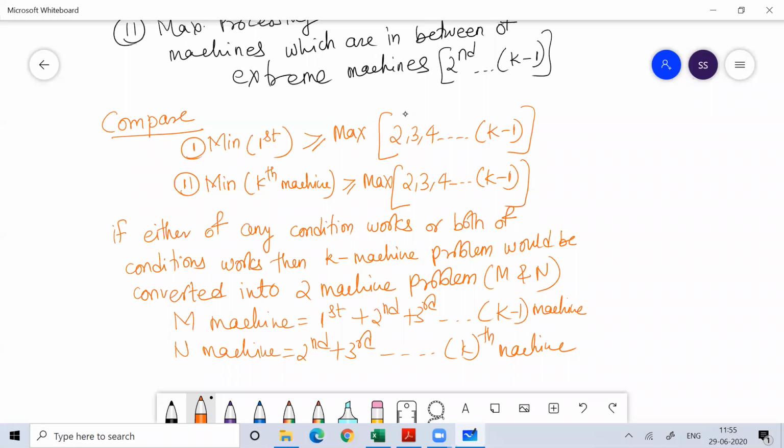Otherwise, you have to do shuffling and reshuffling between A and B, then B and C, and all that. That would become very complicated, so let's just ignore that. We believe that either of the conditions would work. Otherwise, we would need to use the logic of permutation and combination to work on the shuffling part.